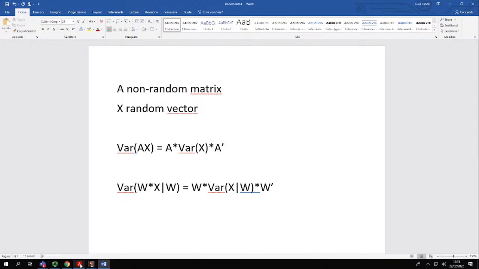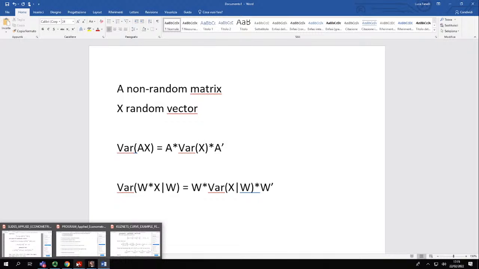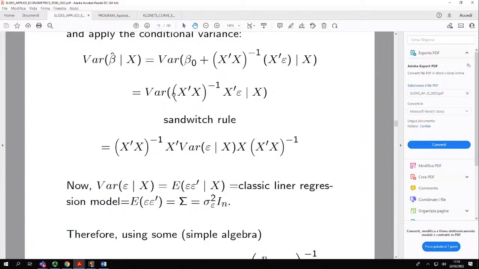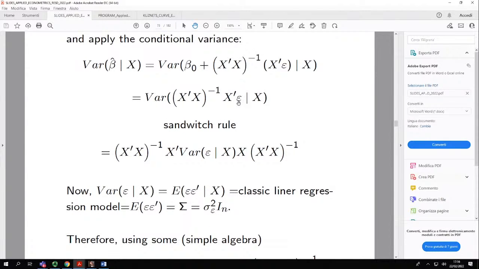Now, it was apparently very difficult because I'm computing the variance of this object given X. Basically, you understand that now I am conditional with respect to X, so I can treat the X as given. So I can shift the X's outside the variance, but I have to apply the sandwich rule. I am exactly in this case.